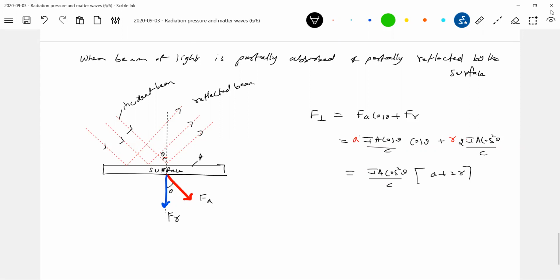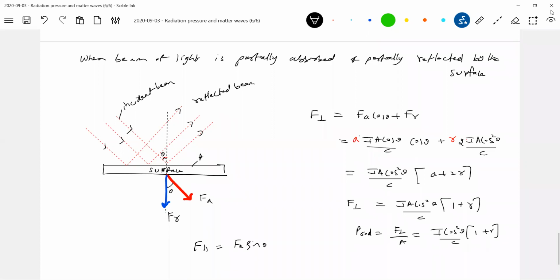And A plus R should be equal to 1. So IA cos square theta by C, 1 plus R. So what is the radiation pressure now? It should be equal to F perpendicular by A, which is I cos square theta by C, 1 plus R. There will also be tangential force. You have to be careful. So what is F parallel? F parallel is FA sin theta. In numericals, this is very important.